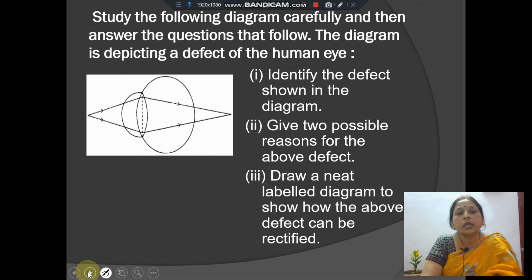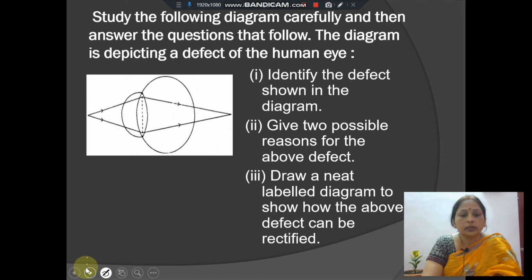Next question. Study the diagram carefully and then answer the questions that follow. The diagram is depicting a defect of the human eye. Identify the defect. The defect is, since the image formed is behind the retina, so the defect is farsightedness or hypermetropia. Two possible reasons are the lens becomes too convex and shortening of the eyeball. Draw a neat labelled diagram. In the next slide I'll show you the corrected diagram.